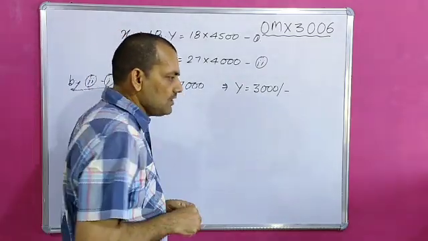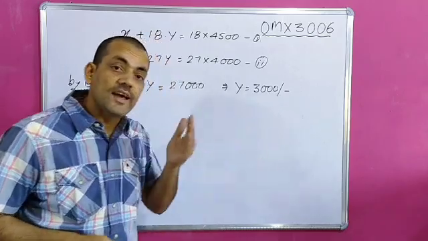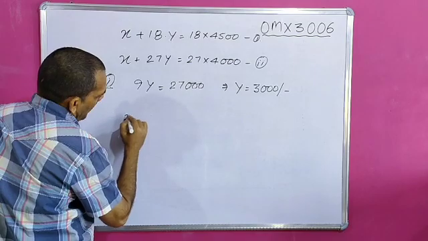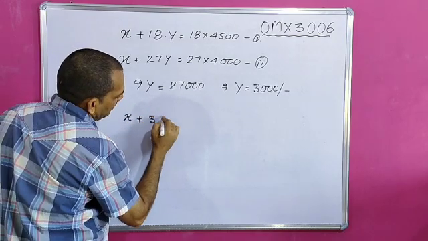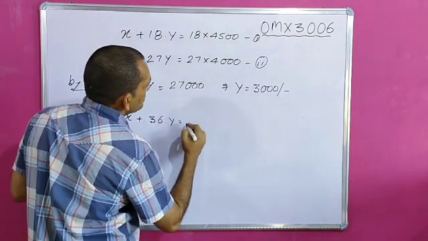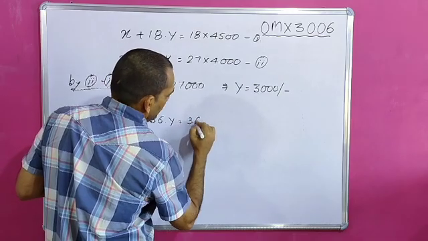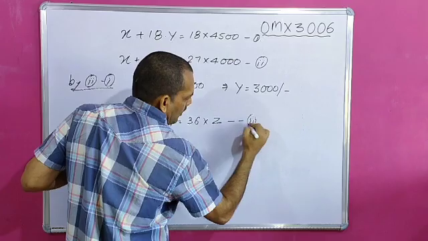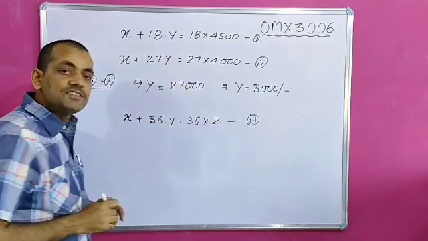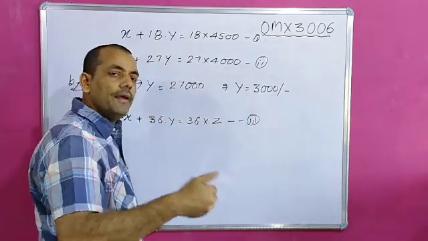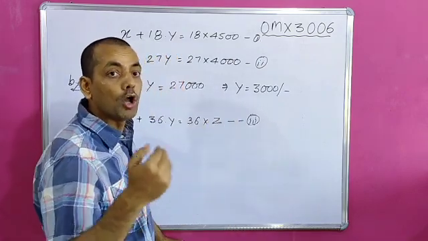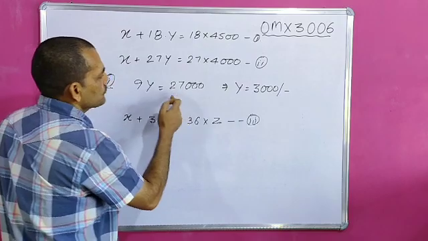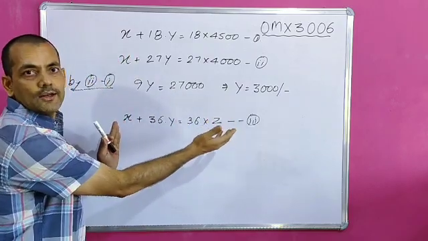Okay. Now the question is, what is the average expense if there are 36 students? So the same way, X plus 36 into Y is 36 into Z. What is Z? This Z is the per head expense to be borne by the 36 students at last. What's the value of X we have got? Okay, we forgot to calculate the value of X.